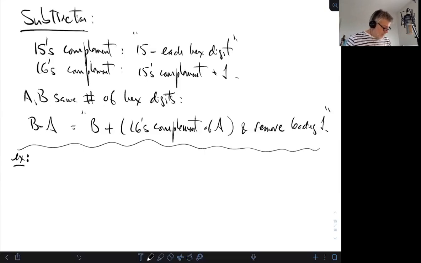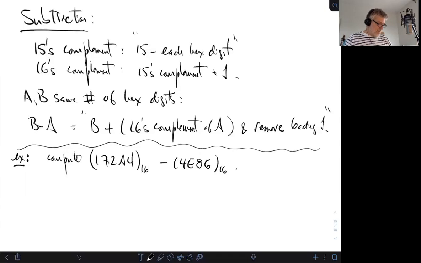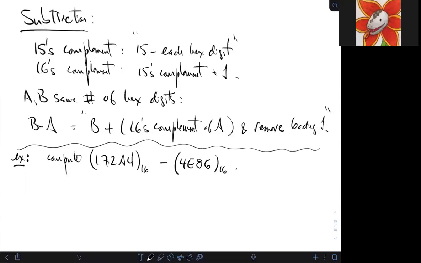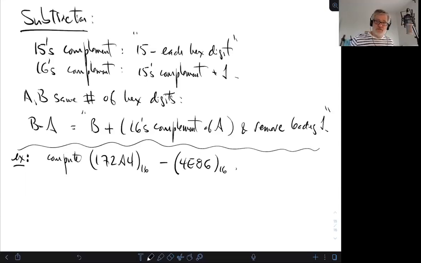Okay, so we're asked to compute 17284, this is in base 16, minus 4E86 in base 16. What is the first thing that you notice, which is very important? The two numbers aren't the same size. Correct. They don't have the same number of digits. So you have to make them the same number of digits, right?